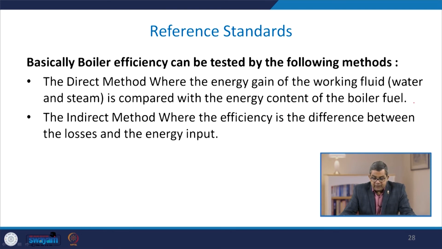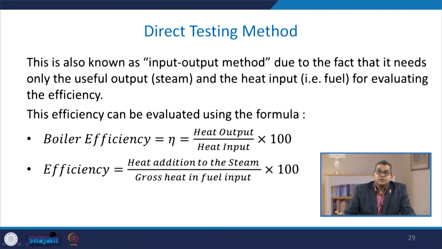Now, basically, boiler efficiency one can test by different methods. One is the direct method, where the energy gain of the working fluid, that is water and steam, is compared with the energy content of the boiler fuel, maybe oil, maybe gas, or maybe coal. The indirect method is where the efficiency is the difference between the losses and energy input.